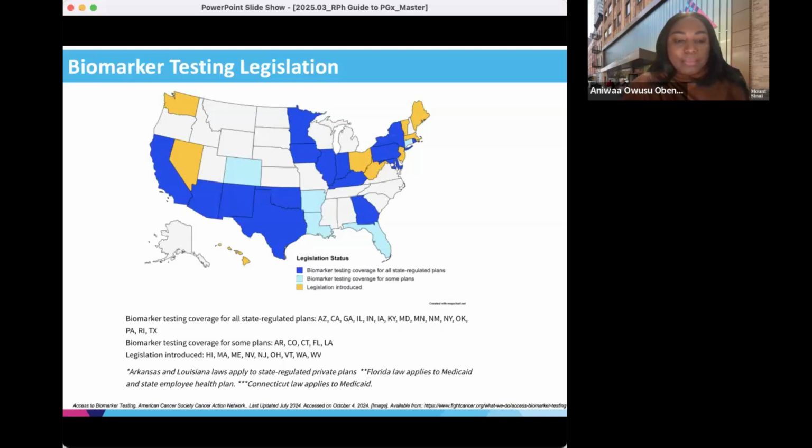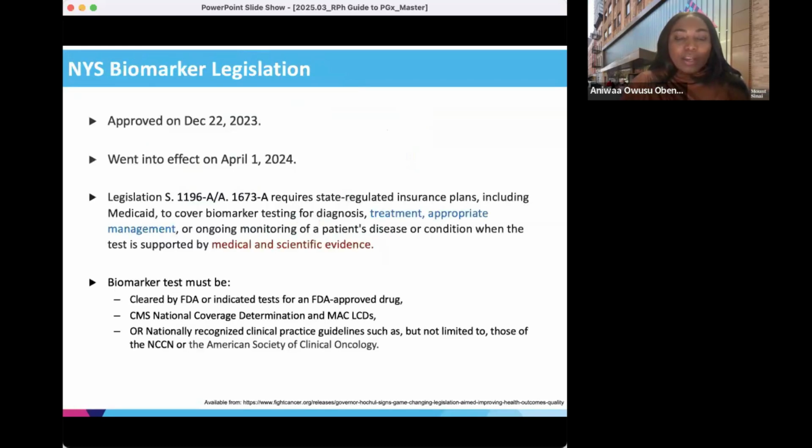New York State passed this law in December 2024. So we happen to be one of the states that have the biomarker testing legislation enacted. And in New York, it went into effect April 1st, 2024. The biomarker test must be cleared by the FDA. It must be indicated for an FDA approved drug. It must have a CMS national coverage determination and/or a local coverage determination.